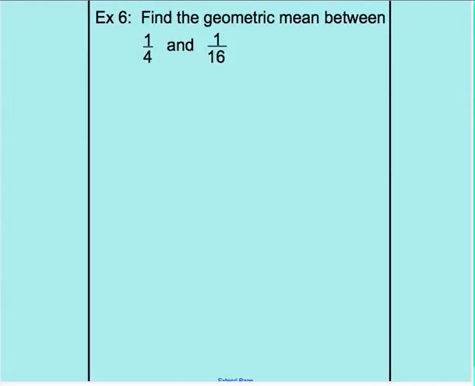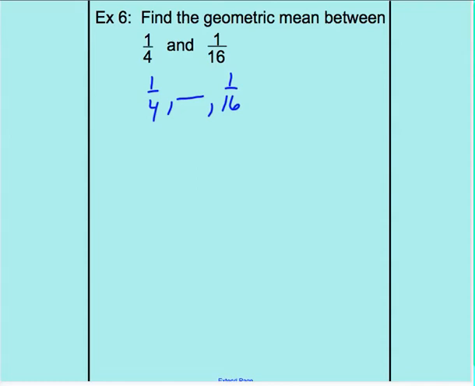All right, now we're going to take a look at finding geometric means. This one says find the geometric mean between 1/4 and 1/16. What that means is there's only one. So we've got 1/4 as our first term. We're missing one term for the geometric mean, and our third term is 1/16.